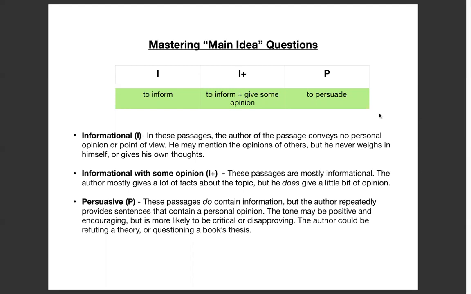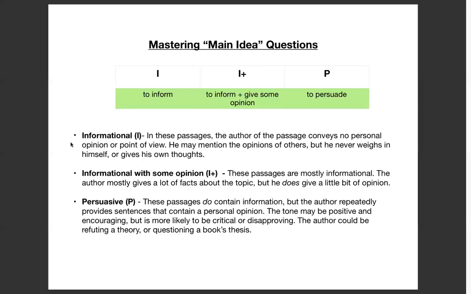One of the things that is helpful is to understand that all GMAT passages fall into one of 3 categories. They're either purely informational, they are what I consider I+, which means they're informational but they do give a tiny bit of opinion, or they are full-on persuasive passages. So let's look at each of these.